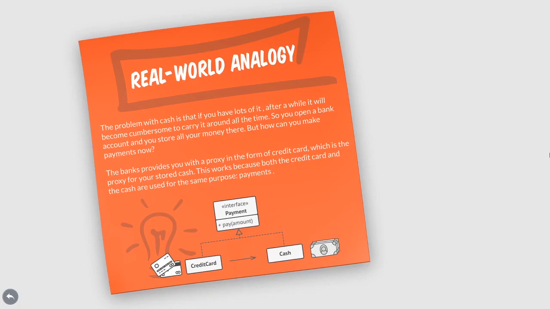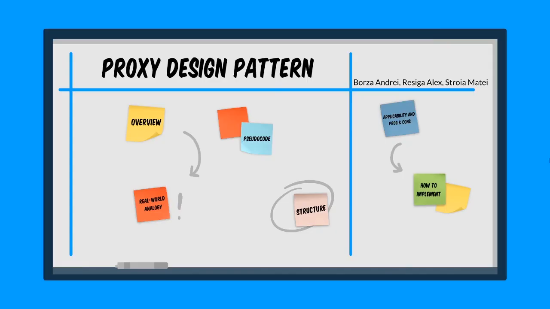So you open a bank account and you store all your money there. But how can you make payments now? The bank provides you with a proxy in the form of a credit card, which is the proxy for your stored cash. This works because both the credit card and the cash are used for the same purpose, payments. We can say that they both implement the same interface with the method pay. A shop owner is also happy since the income from a transaction gets added electronically to the bank's account without the risk of losing the deposit or getting robbed on the way to the bank.